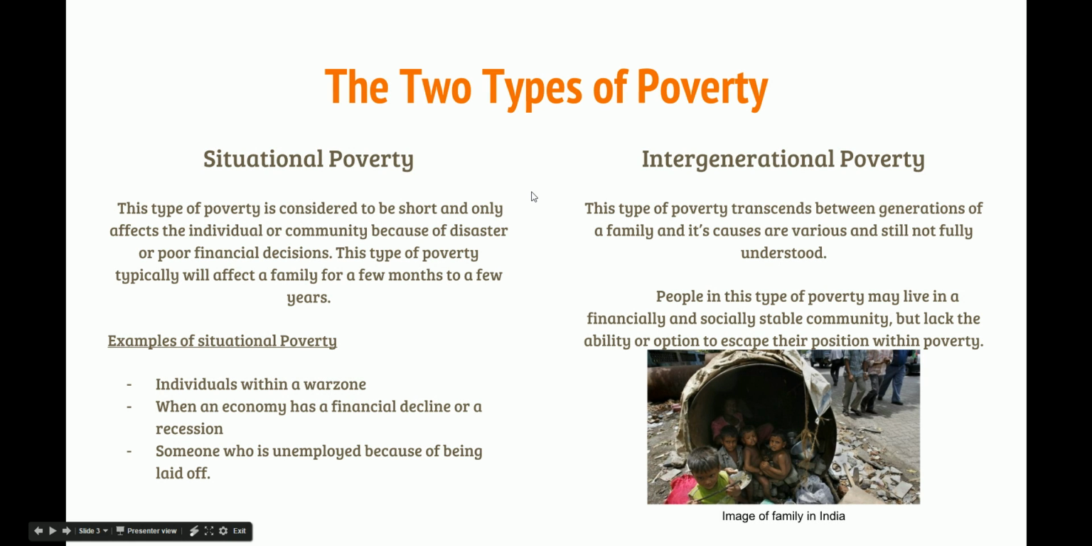The two types of poverty are situational and intergenerational. Situational is related to people who may be in a disaster zone or in an economic recession within their country. This typically will only affect a family for a few months or for a few years.